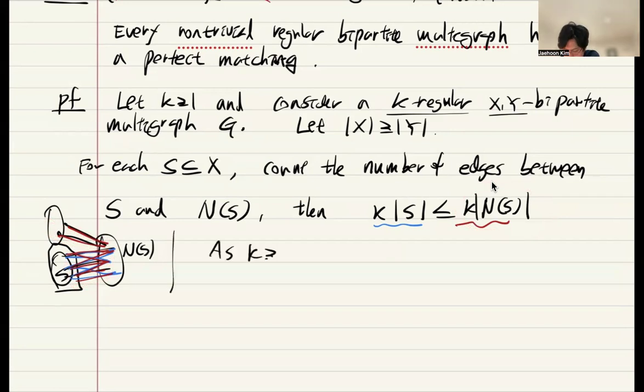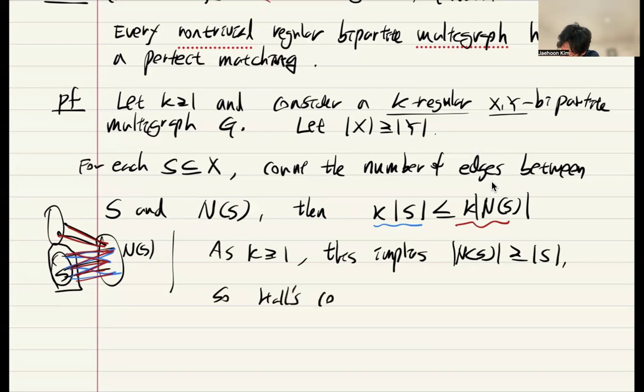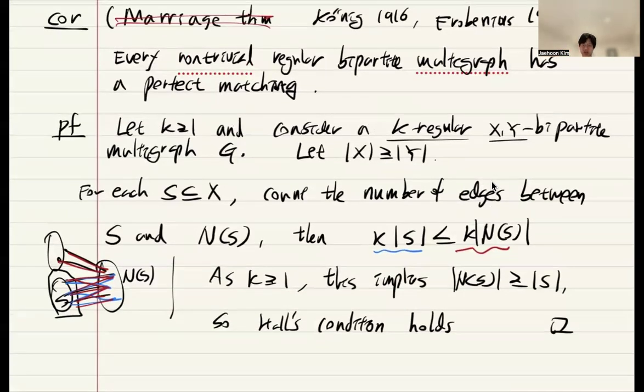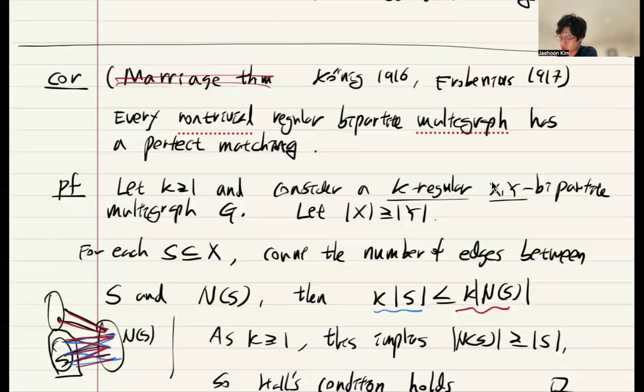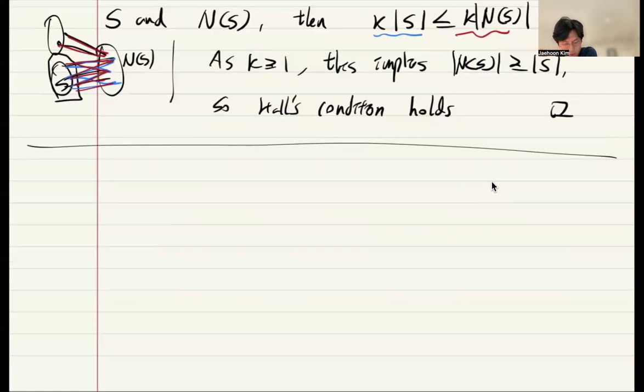Then, as k is at least 1, it is not 0. This implies what? False condition. So the false condition holds. So Hall's theorem implies that it has a matching covering X. And X was the bigger or equal part. So it shows that it has a perfect matching. So this was one application of Hall's theorem.